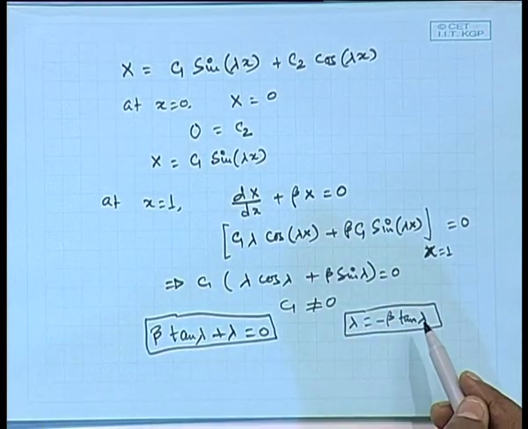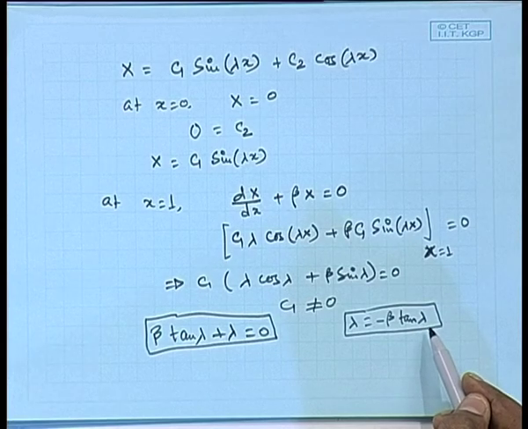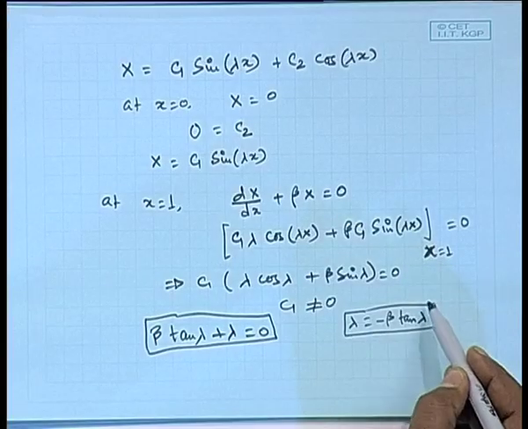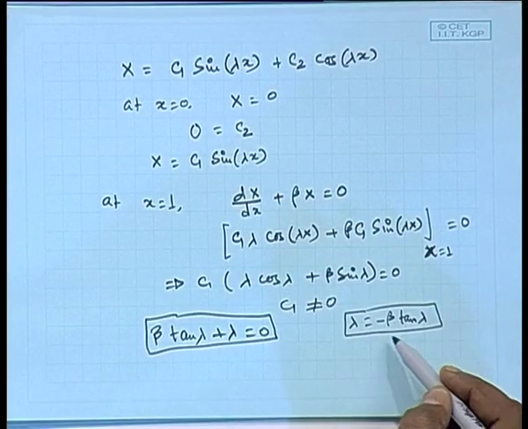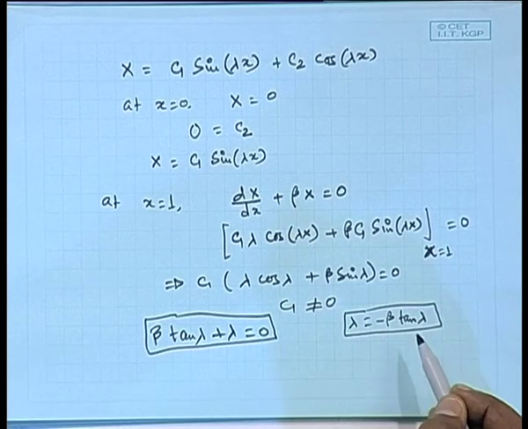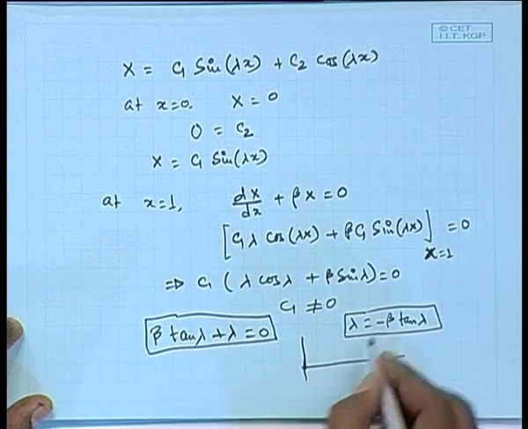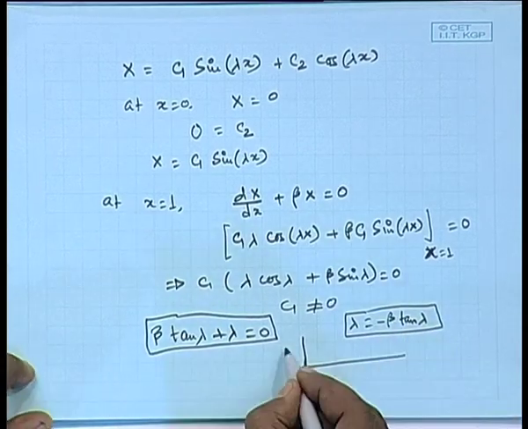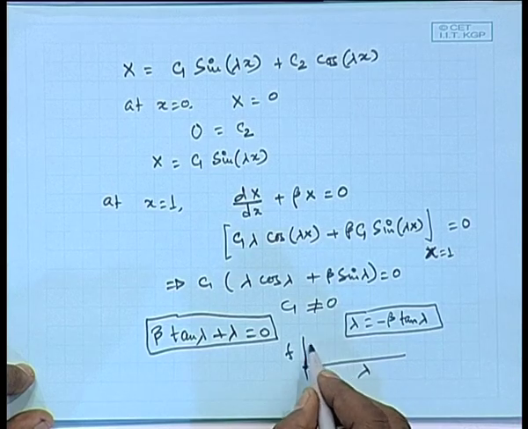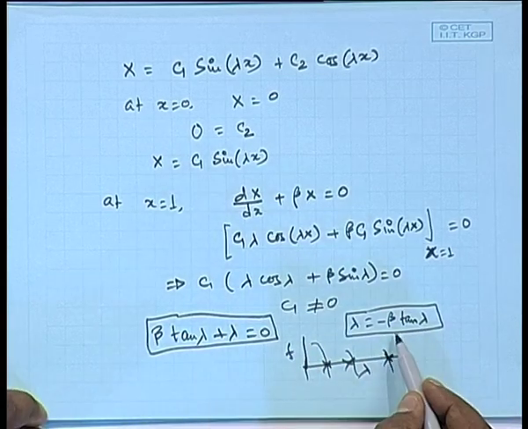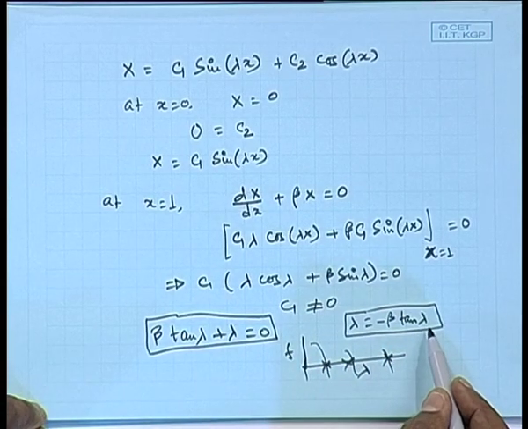Now instead of getting an explicit expression of lambda like the previous two cases, in one case we had lambda n is n pi, and in another case it is 2n minus 1 pi by 2. Now here you have to solve a transcendental equation, lambda is equal to minus beta tan lambda. Now if you solve this transcendental equation, suppose f lambda is lambda plus beta tan lambda, then f versus lambda, it will cut infinite number of points. So infinite number of roots existing for this system as well.